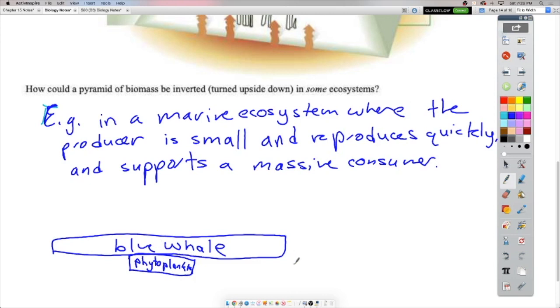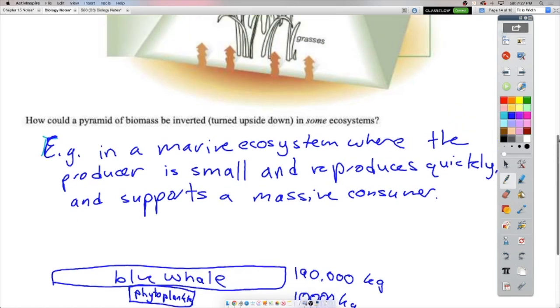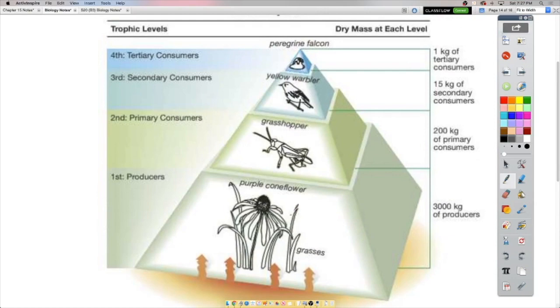So let's say you have, I don't know, 1,000 kilograms of phytoplankton. That could actually support a blue whale, which is about 190,000 kilograms, believe it or not. That's about the mass of 190 cars, okay? Blue whales are huge. So that's how a pyramid of biomass might get inverted. But again, these are just the exceptions. Most of them look like this.